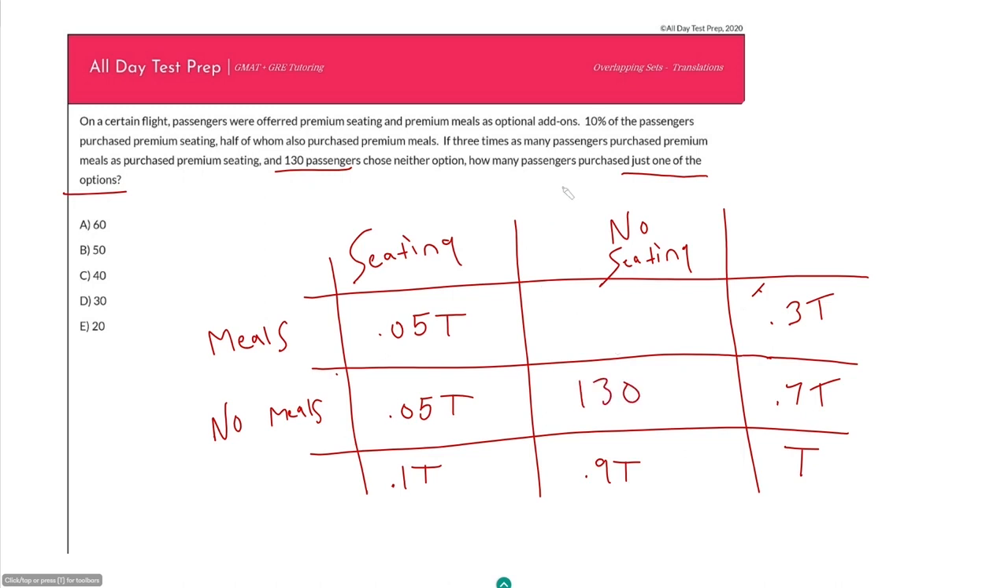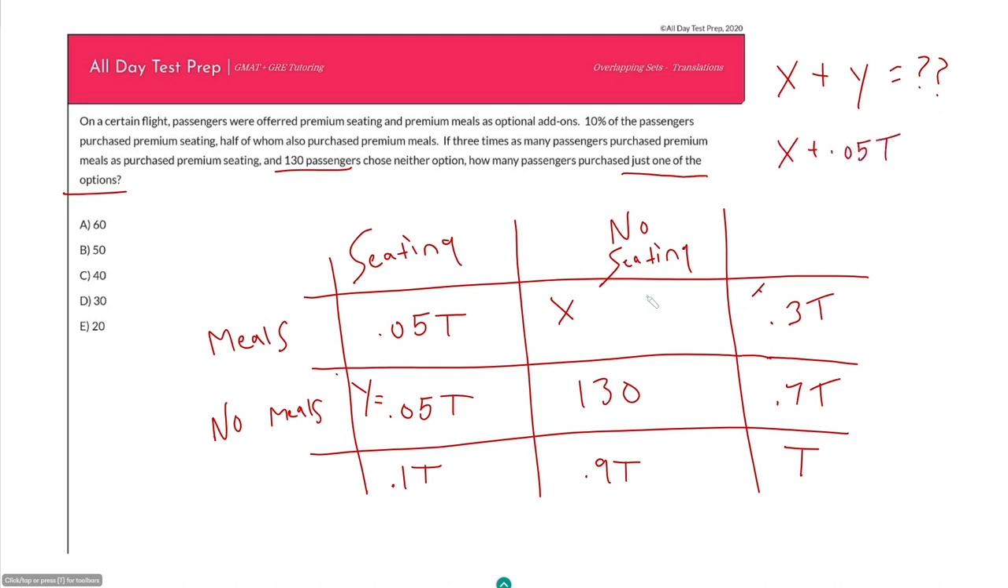And so how many passengers purchased just one of the options? So what are they asking for? There are 2 ways you can purchase just one of the options. It's either meals but no seating, or seating plus no meals. And so if I put an X here, we'll say this here is Y. We're sort of looking for X plus Y. Now we can say, okay, we have our Y. Our Y, I already said, is equal to 0.05 T. So we're looking for X plus 0.05 T.